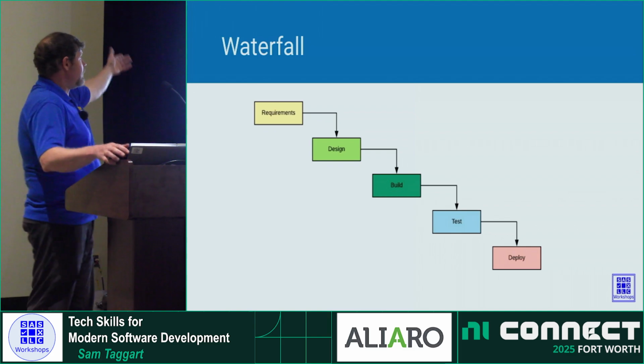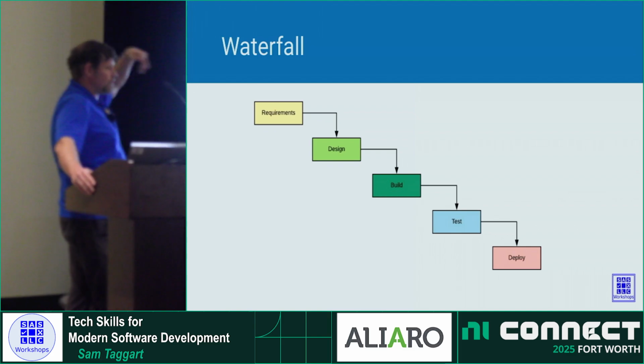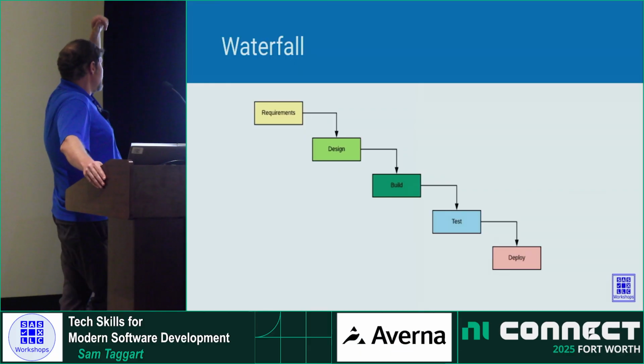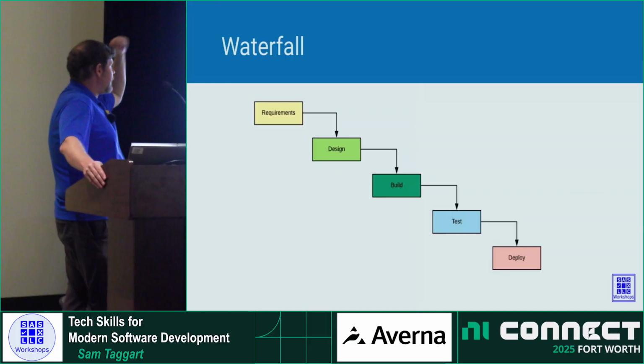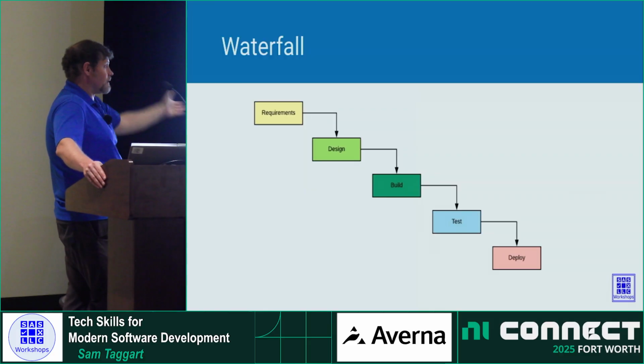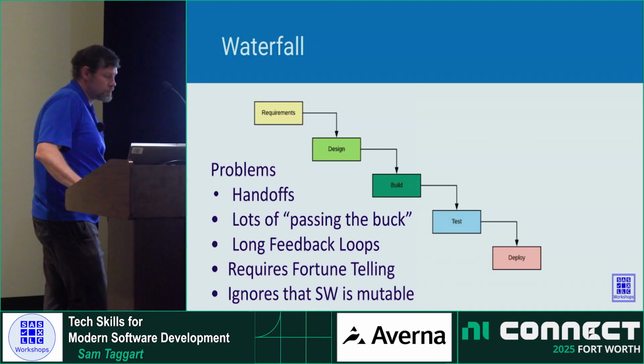All right. So everybody's probably seen this waterfall graph. I don't know if anybody actually truly does waterfall, but this is like the straw man that everybody puts up, where we do our requirements, our design, our build, our test, and deploy all as separate stages. And usually they're separate departments. I have worked in places where they had separate departments for all of those things. And it's got problems. Right?